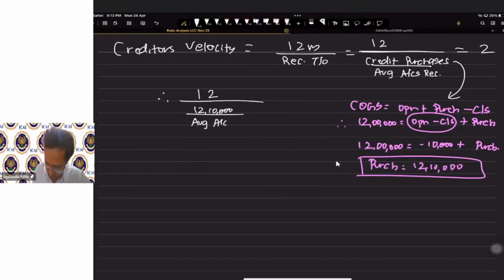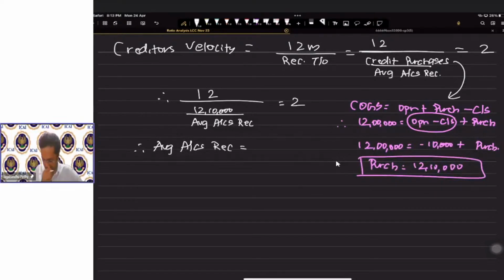average accounts receivable, which is 2. So we get average accounts receivable as 12 lakh into 2 by 12, which is 2 lakh. Is it? No, am I bad? It's 12 lakh 10,000, right? So 12 lakh 10,000 into 2 by 12. 201,667. 2,01,667 is the average accounts receivable.